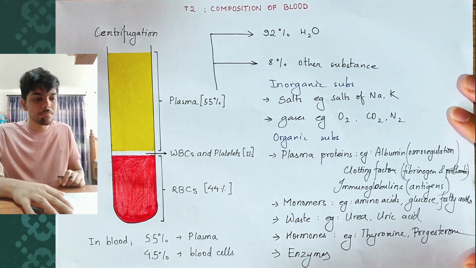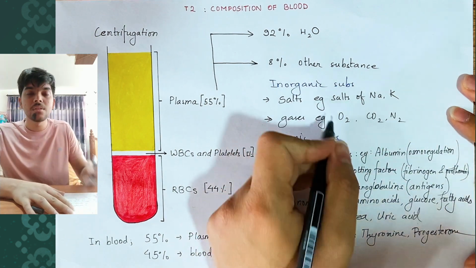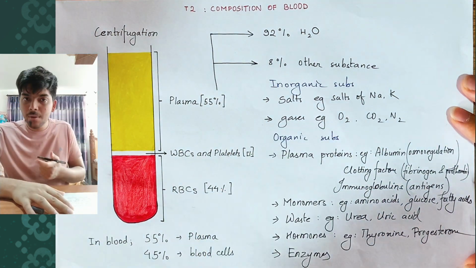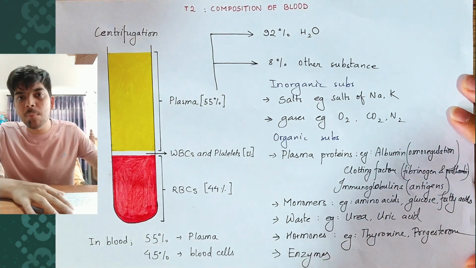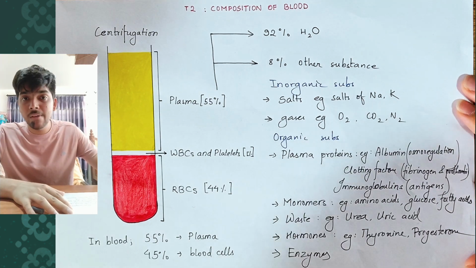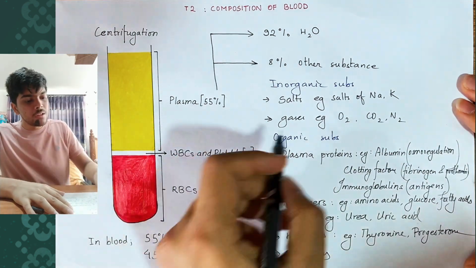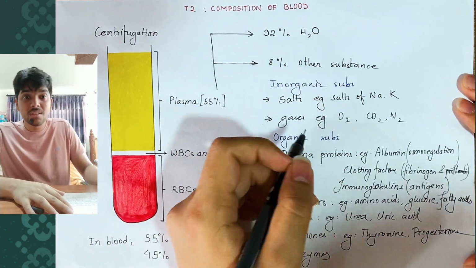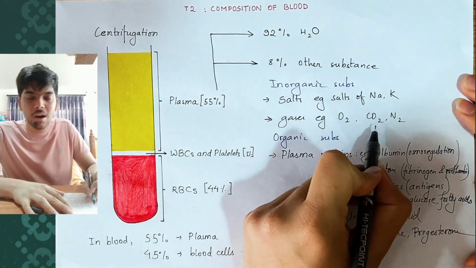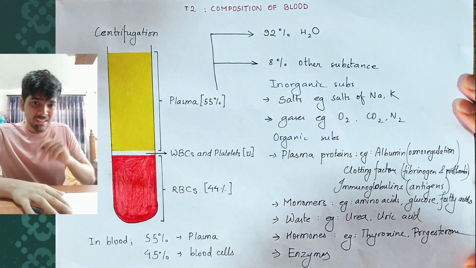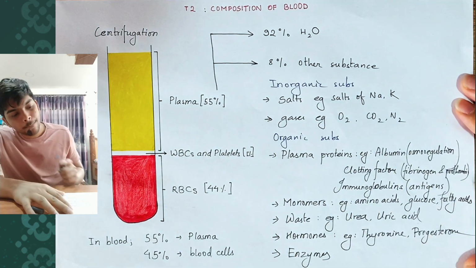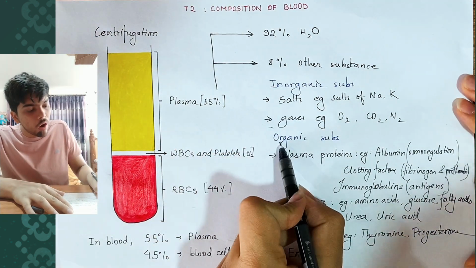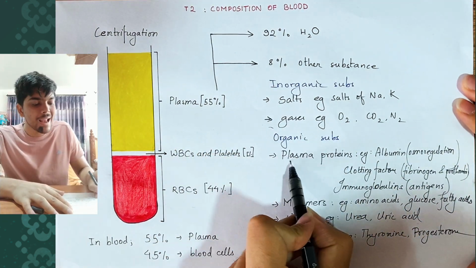So the inorganic substances found are, first, the salts. Salts of sodium and potassium, like sodium chloride, potassium chloride, sodium bicarbonate, potassium bicarbonate. All these salts have their significance, and you'll come to know their significance under the chapter of the respiratory system, under transportation of gases. There are also gases, because blood is the one transporting them, like oxygen, carbon dioxide, nitrogen. In very bad cases, carbon monoxide. That's your inorganic substances.